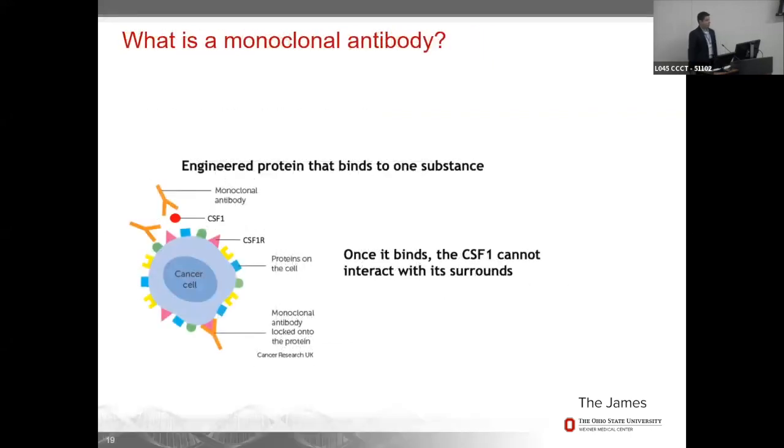So now switching gears just a tiny bit to different groups. I presented them, I grouped them in a similar way. So what we're going to talk about now is the monoclonal antibodies. So what is a monoclonal antibody? It's basically an engineered protein that is very targeted, and what it does is bind directly to one substance.